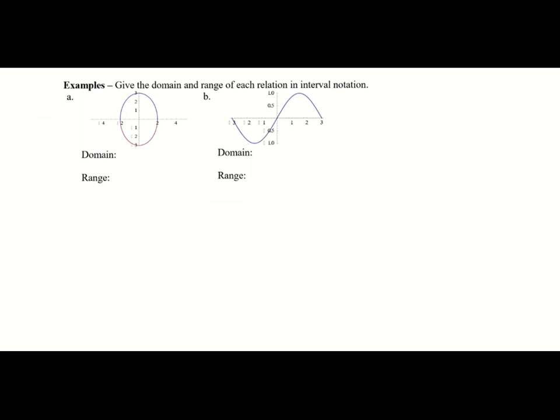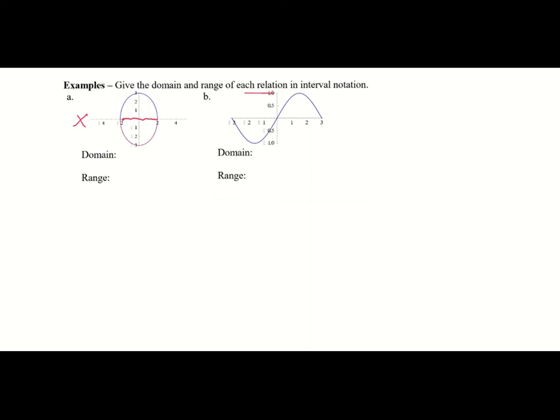Okay, so now we're going to practice looking at graphs and giving the domain and the range of each, in this case, relation, because if you notice, A would not pass that vertical line test. But your domain and your range, again, remember domain is the x values, range is the y values. So if we're looking at this graph, remember the horizontal line, that's your x values. So I notice on this oval that we have graphed here that the x values go from, it looks like, -2 all the way to 2.